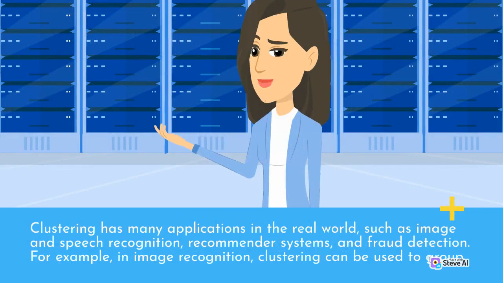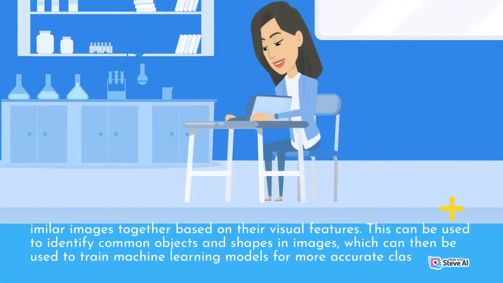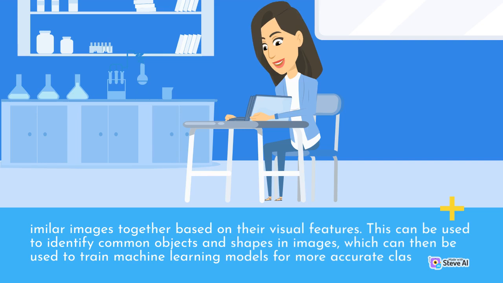Clustering has many applications in the real world, such as image and speech recognition, recommender systems, and fraud detection. For example, in image recognition, clustering can be used to group similar images together based on their visual features. This can be used to identify common objects and shapes in images, which can then be used to train machine learning models for more accurate classification.